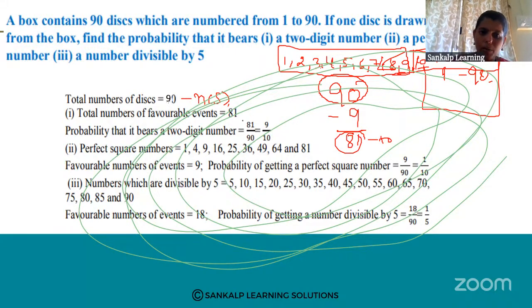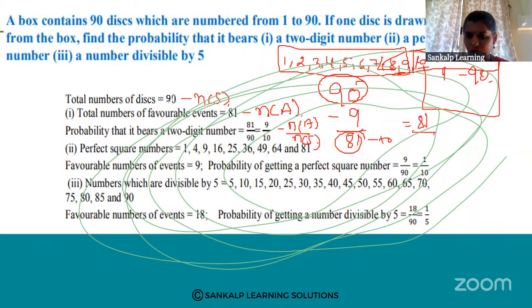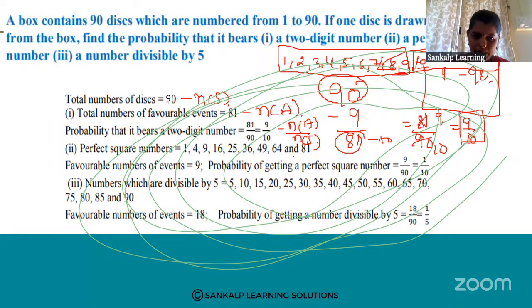Therefore, the total number of favorable events is 81. This I will call n of a. The probability that it bears a 2-digit number is n of a divided by n of s. So n of a is 81, the favorable outcomes, and the total number of outcomes is 90. Dividing by 9, that means 9 divided by 10 you will get. So this is the probability of 2-digit numbers.